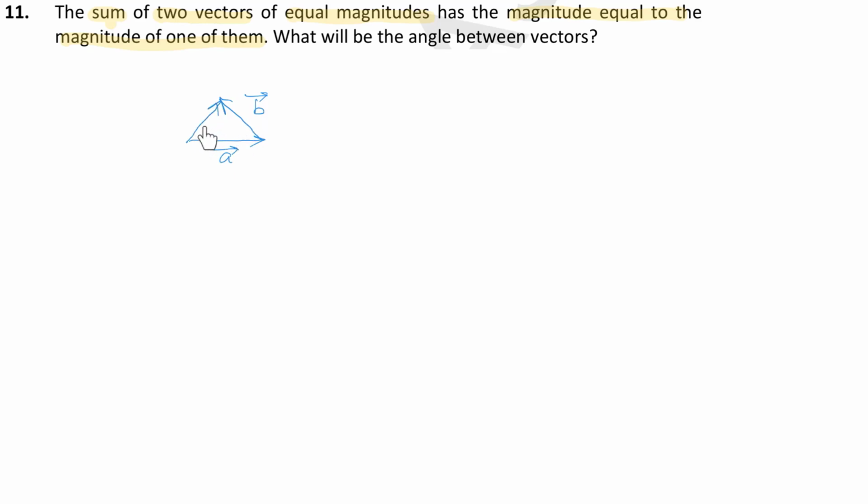So clearly we shall be dealing with an equilateral triangle. All three sides are equal, so 60 degrees, 60 degrees, 60 degrees. But as we have to find the angle between vector A and vector B, to find the angle between two vectors, their either tail or head should coincide. So we'll extend this. This angle is 120 degrees. So the answer is 120 degrees.